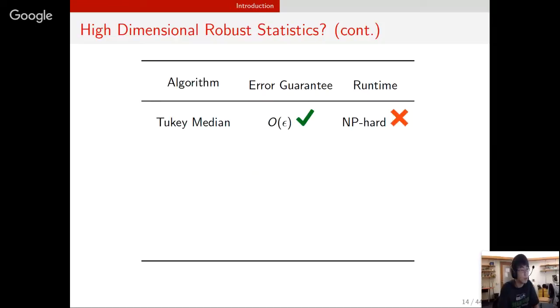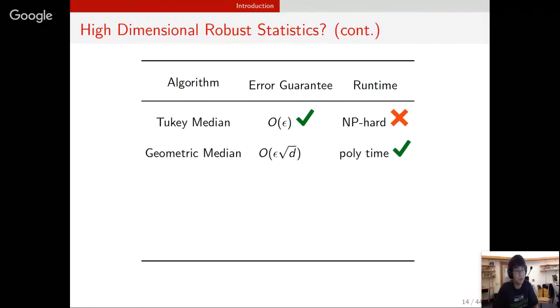There's another generalization of the median called the geometric median. And the runtime of this is great. It's polytime. You can compute this in polynomial time. In fact, as of this year, I believe you can compute it in nearly linear time. So that's great. Unfortunately, the error guarantee suffers. The error guarantee is epsilon square root d, right? And I want to stress that this root d factor is really killer, especially as d is large.